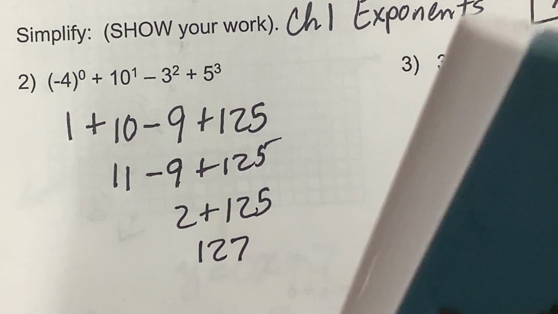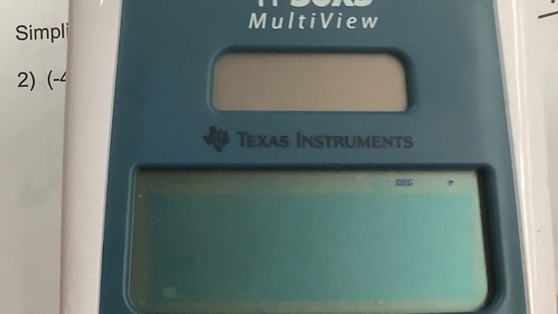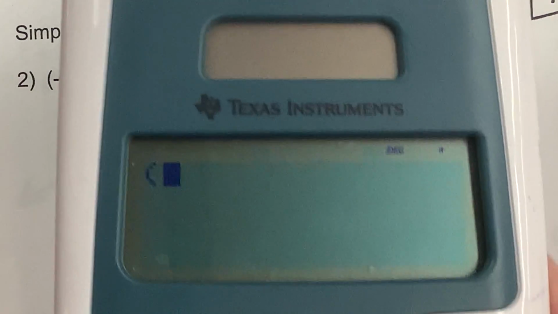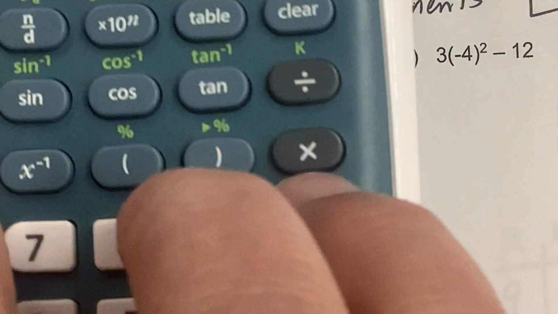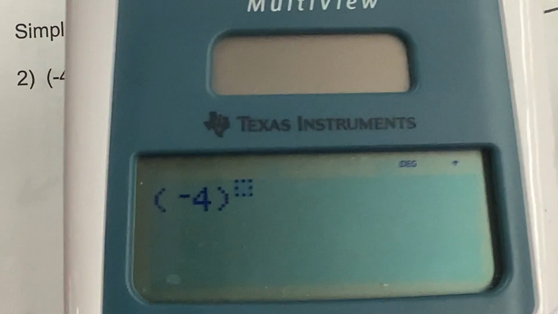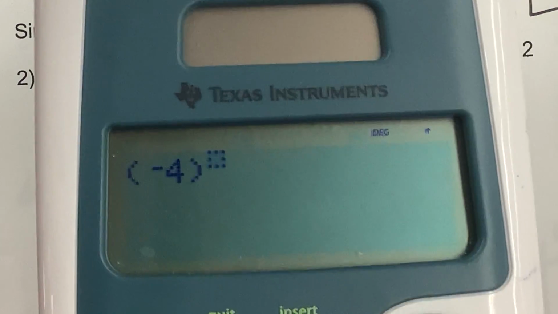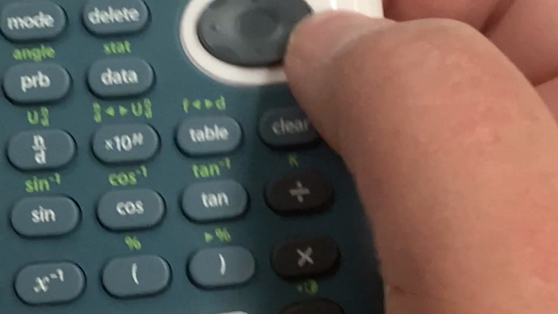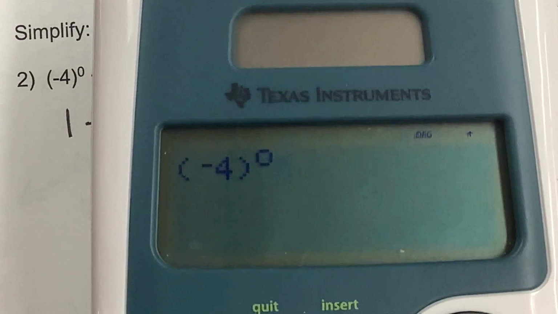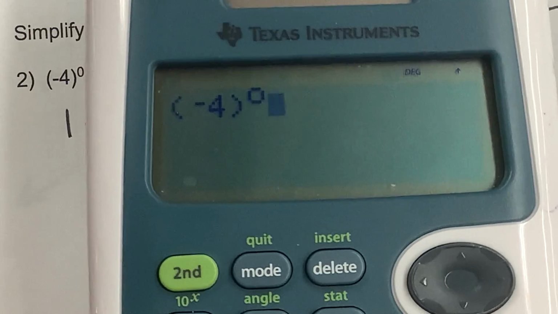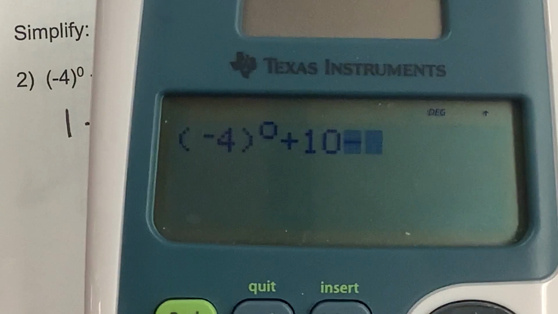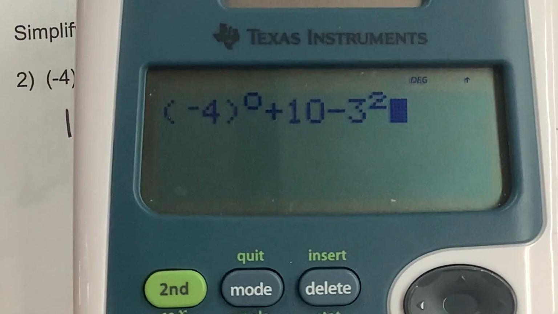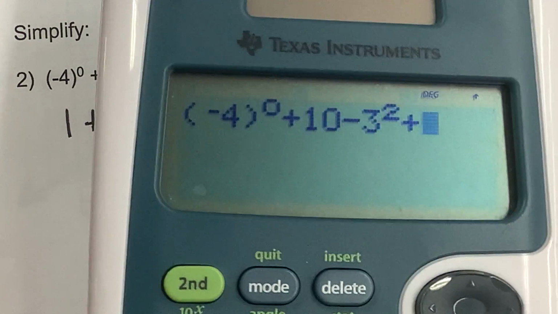And now let's see how good Bono is at doing her work. So I'm going to put the exact same thing in my calculator. Parentheses, -4, parentheses. Remember that up arrow, this little up arrow here, so that I can put in the exponent, which is 0. And then use the little round button to get off of the exponent so that I can do the rest of it. Plus 10 to the first power minus 3 squared plus 5 cubed.